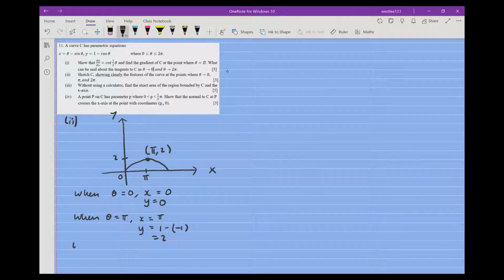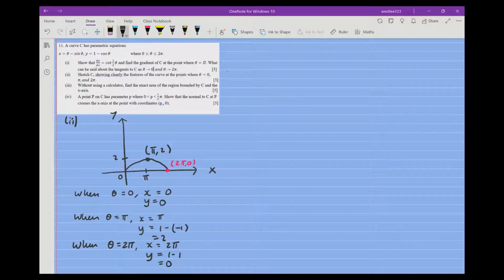And then when theta is 2 pi, x equals 2 pi minus sine 2 pi. Sine 2 pi is 0. y is 1 minus cosine 2 pi, which is 0. So this is the third point. So this is 2 pi, 0. Okay.